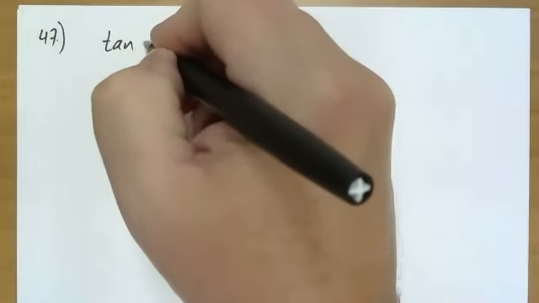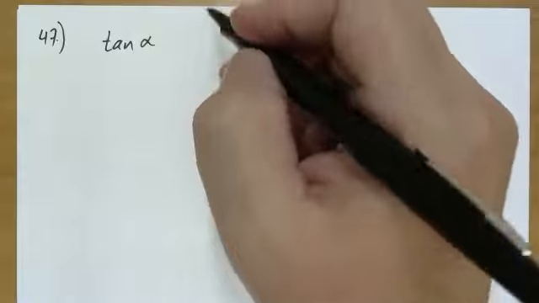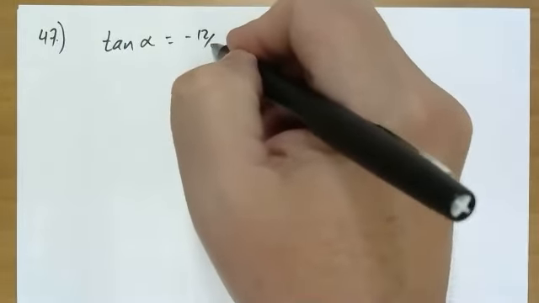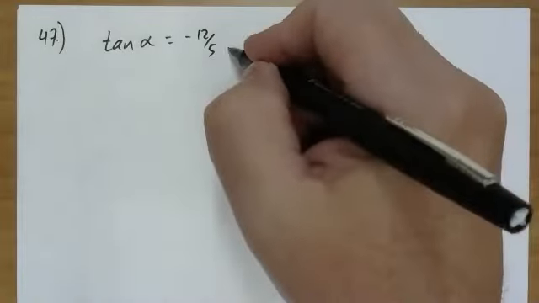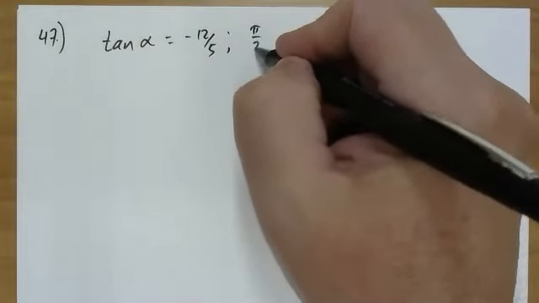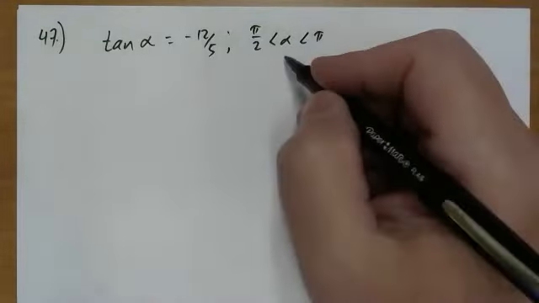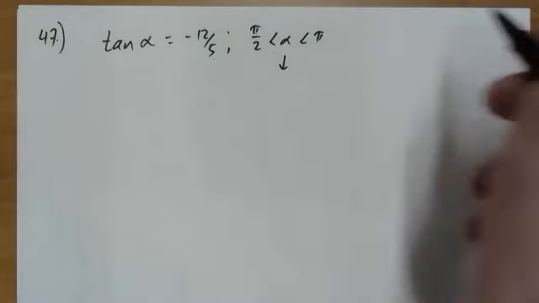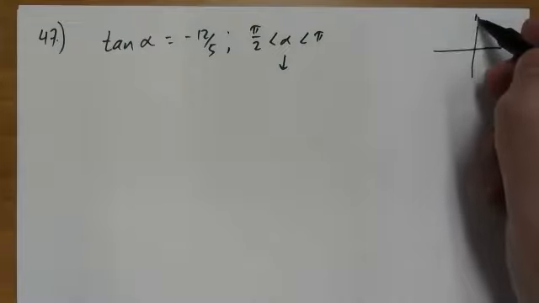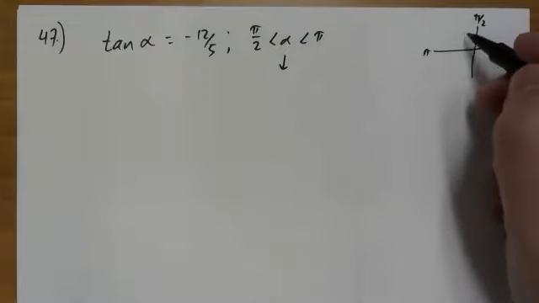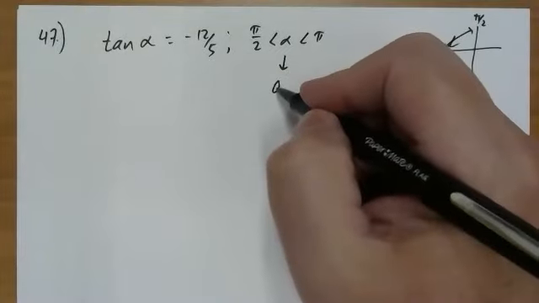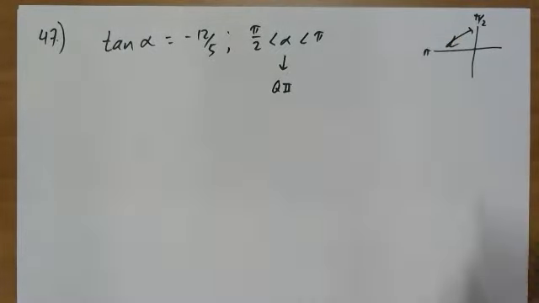So here, problem 47, this is a problem with two angles. Initially they say tangent of alpha is negative 12 over 5. And then they tell you alpha is between pi over 2 and pi. When I think about this, here's pi over 2 and here's pi. I just tell myself, this angle alpha is in the second quadrant. That's the key thing to remember.